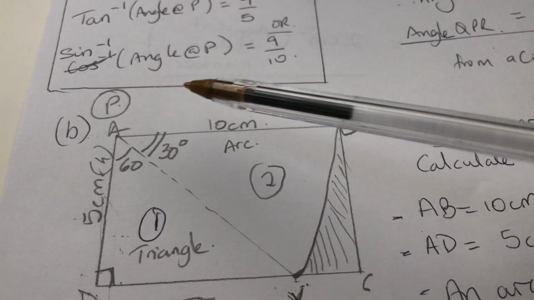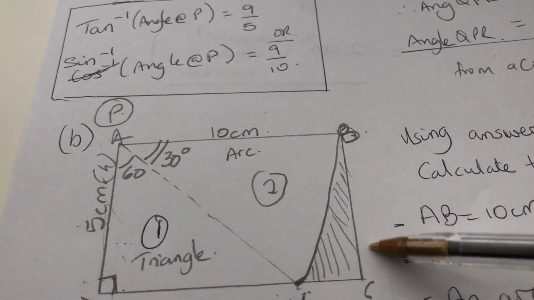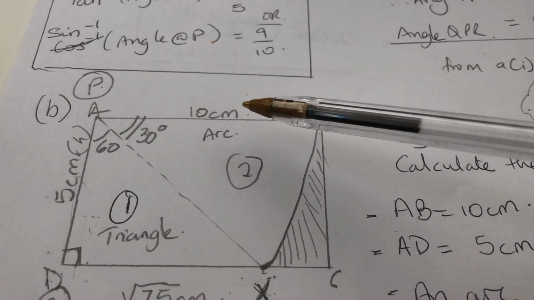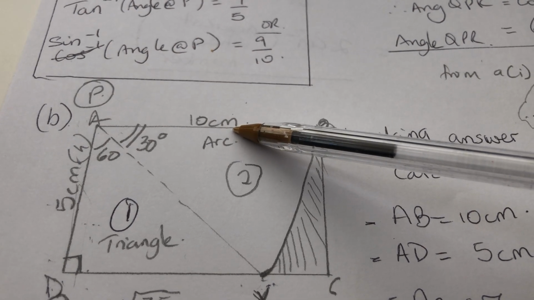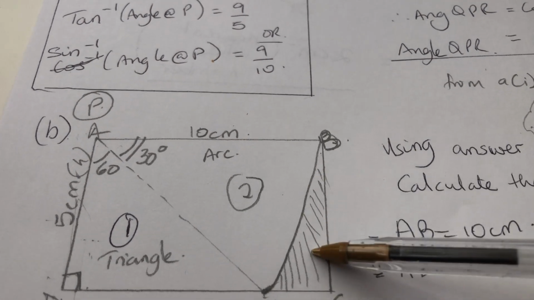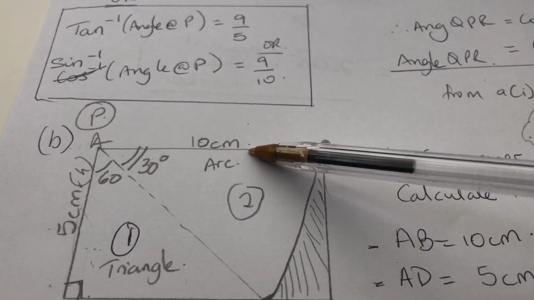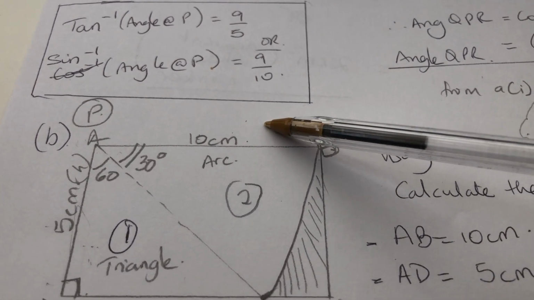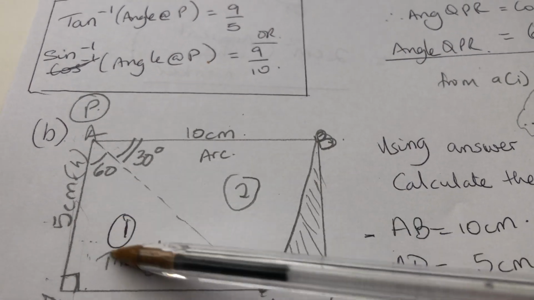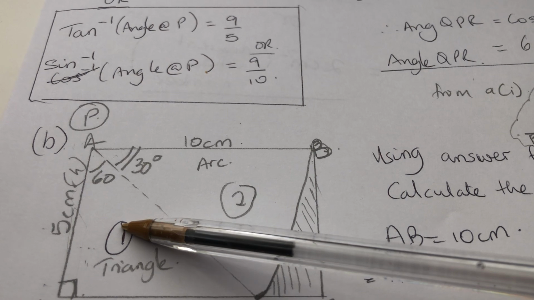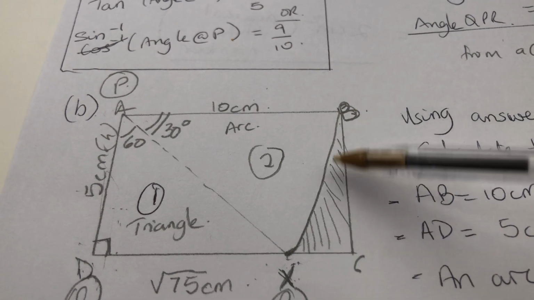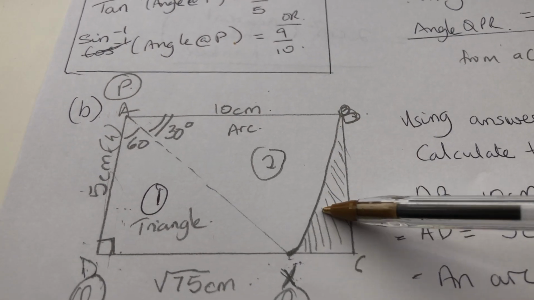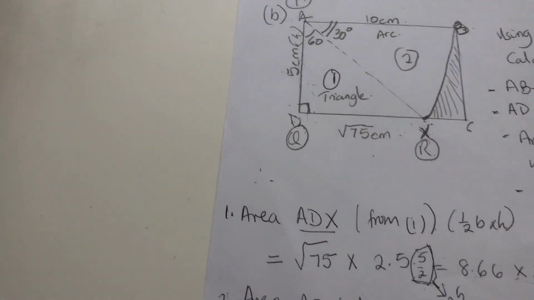We found this area. And we found the area of the whole rectangle, which is 5 times 10 centimeters. So to find this area here, we have 5 times 10 centimeters, which is 50 centimeters squared, minus the area that we found for the triangle, minus the area that we found for the arc, which will give us this area here. Whatever is left is this area here. Okay, so let's go on.